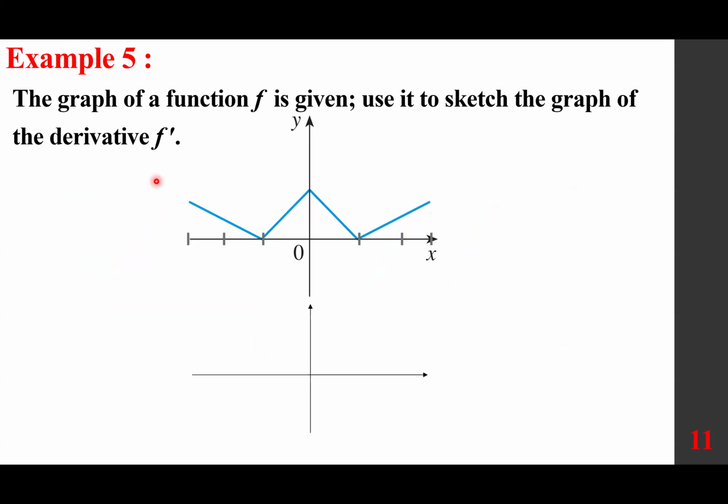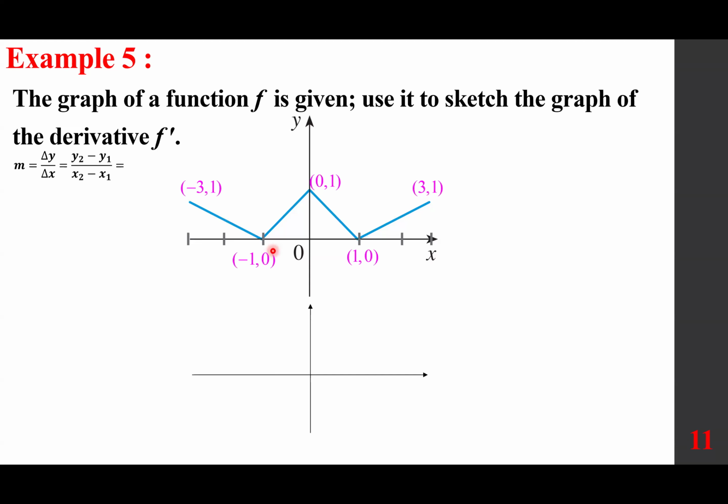The graph of function f is given. Use it to sketch the graph of the derivative f prime. Now, notice you have 1, 2, 3, 4 line segments. So if you just had one line, all you had to do is calculate the slope. So let's calculate the slope for each case. Therefore, let's put in some numbers. Assuming those numbers are right, we can calculate the slope using rise over run.